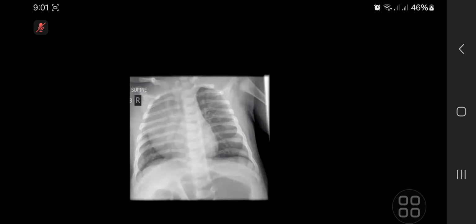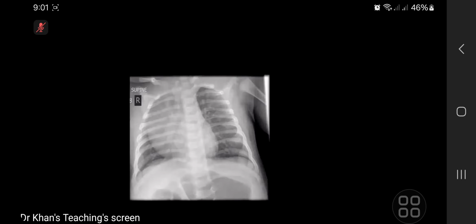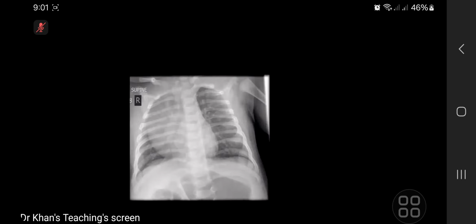The other differential here would be a mediastinal mass, because the border is very smooth if you look at the lung. So it's a very sharp border. What does a sharp border point to? It could be lobar pathology, or it could be a solid mass.